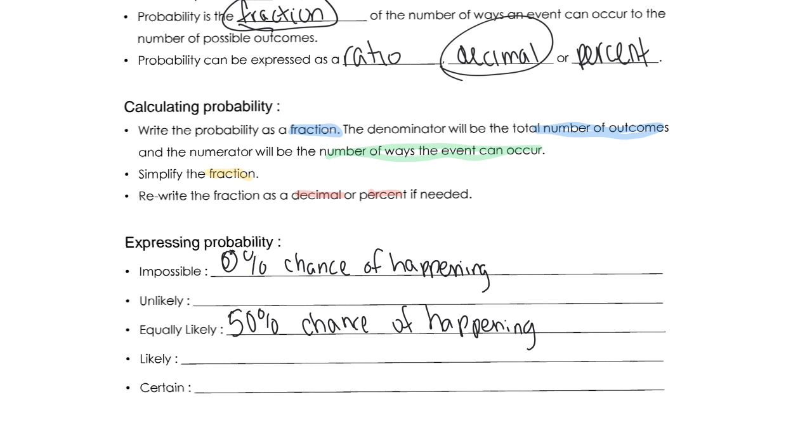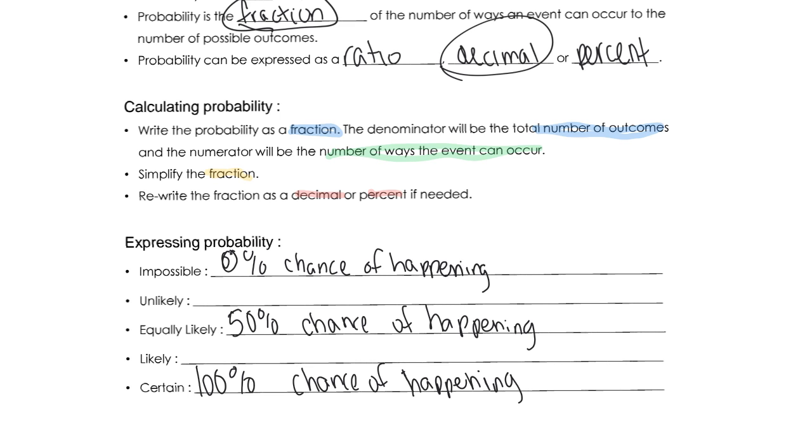I'm also going to jump down to certain. So if we are certain, that means we are 100% sure that it's going to happen. 100% chance of happening. Okay, so certain is 100% sure.